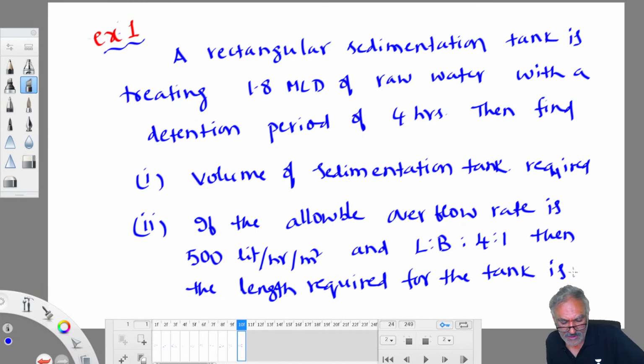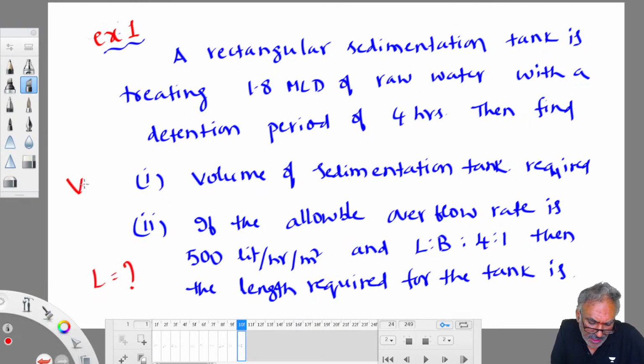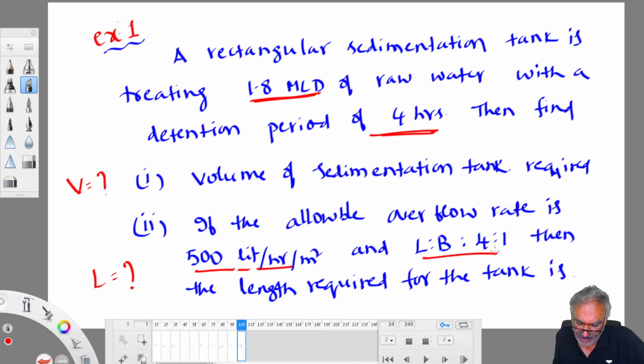So two things have been asked to find out. One is the length of the tank, second one is the volume of the tank. So with the given information, what information is given? Q is given, detention time is given. Of course, overflow rate is given to work out the length, and L to B ratio is given. Okay, first question is easy only.